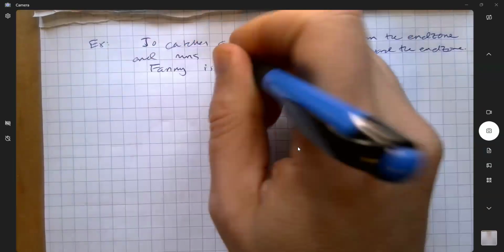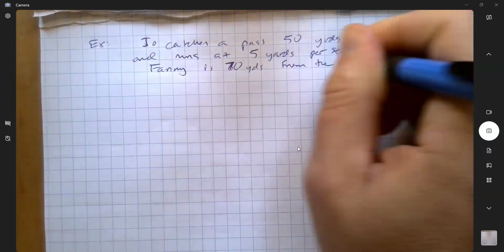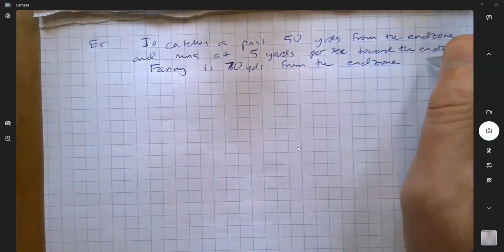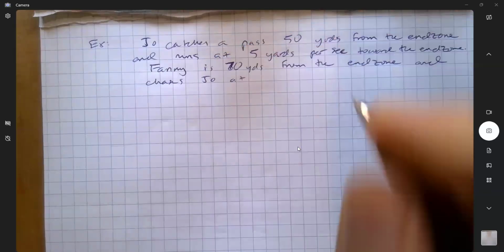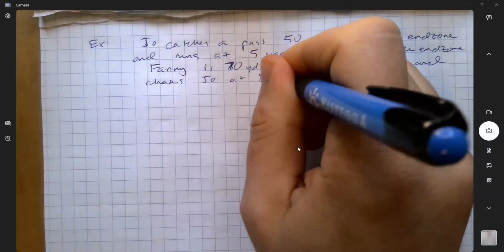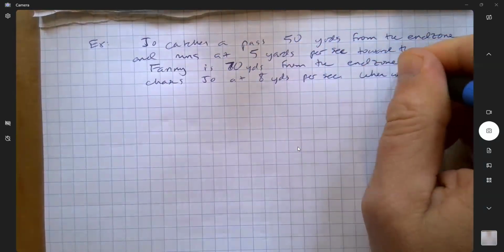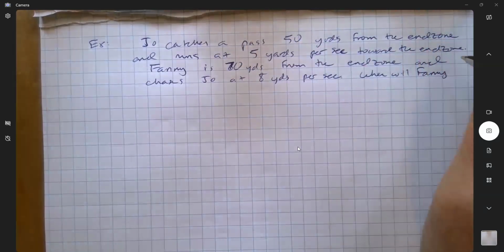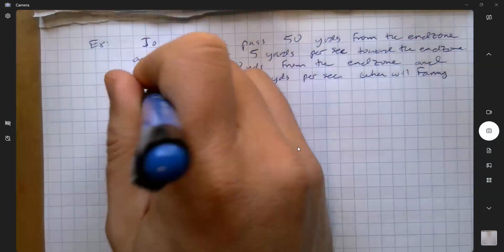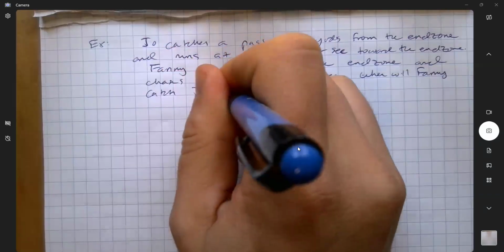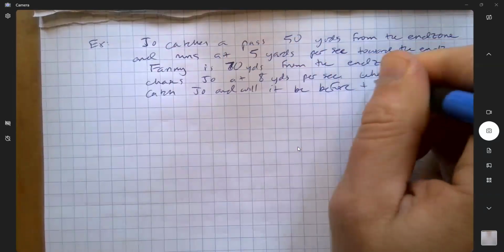Fanny is 70 yards from the end zone and chases Joe at 8 yards per second. When will Fanny catch Joe, and how far from the end zone? Will it be before the end zone?